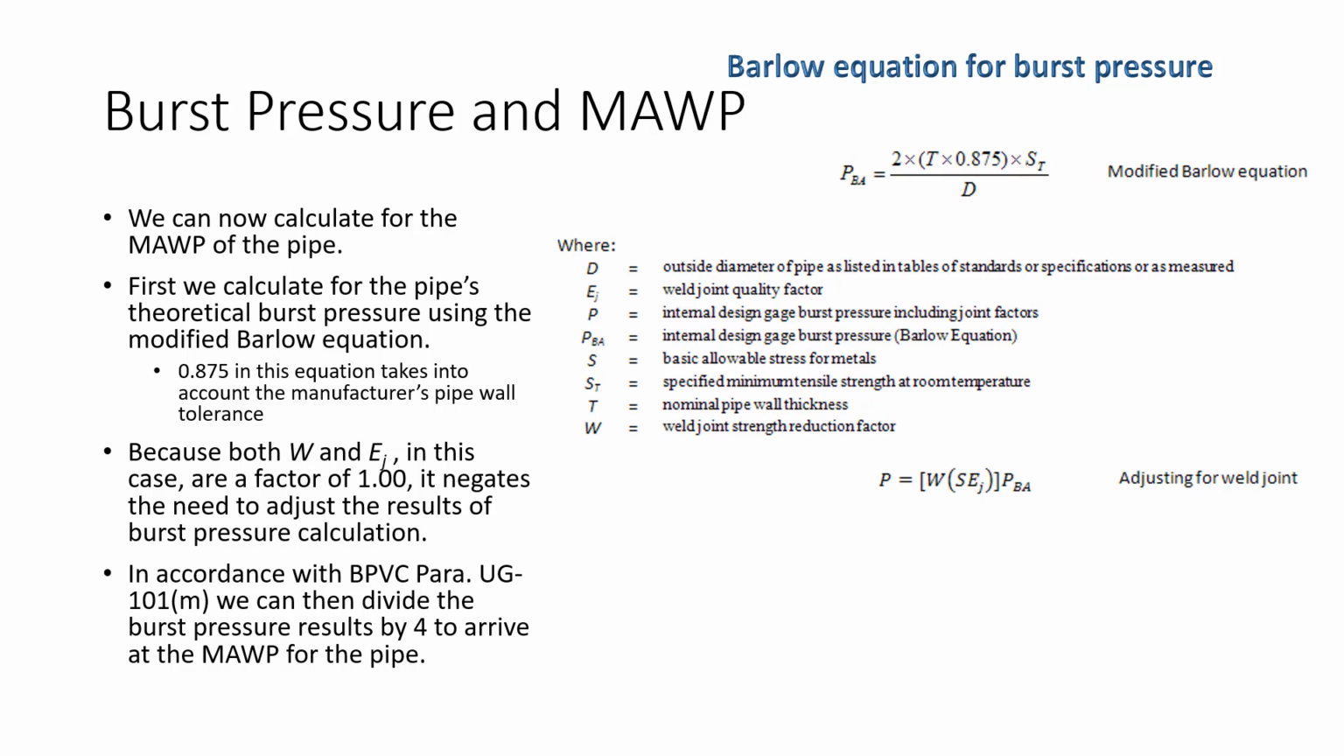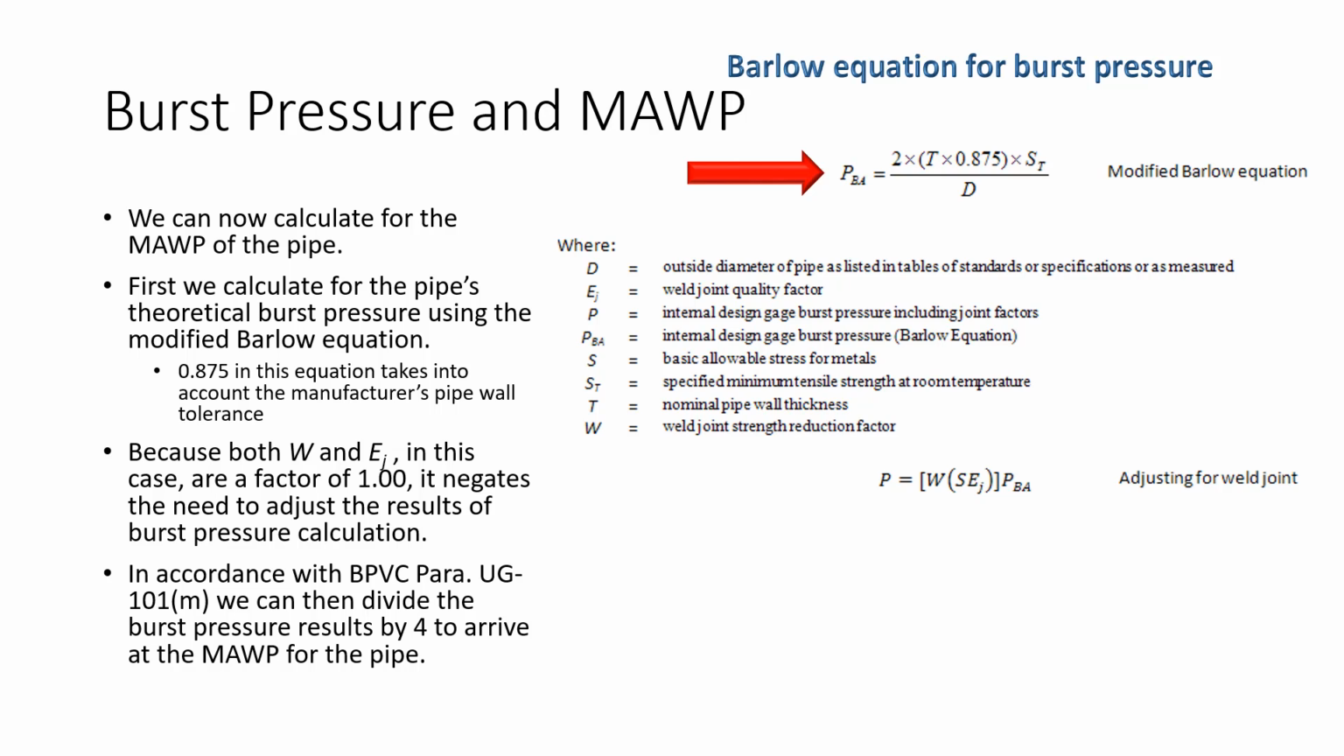To continue, in order to arrive at the maximum allowable working pressure for the pipe, we need to first of all determine the pipe's burst pressure. We will determine the pipe's theoretical burst pressure by using the modified Barlow equation as shown at the top right. The 0.875 in this equation takes into account the manufacturer's pipe wall tolerance. Because the pipe is seamless, both W and E sub j in this case are a factor of 1.